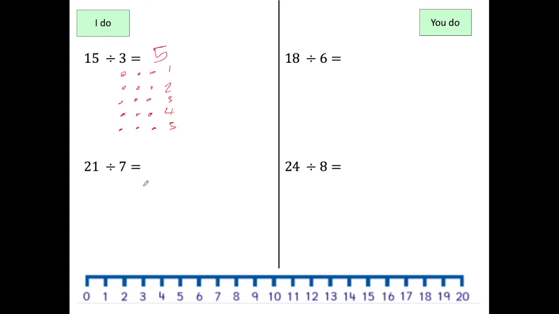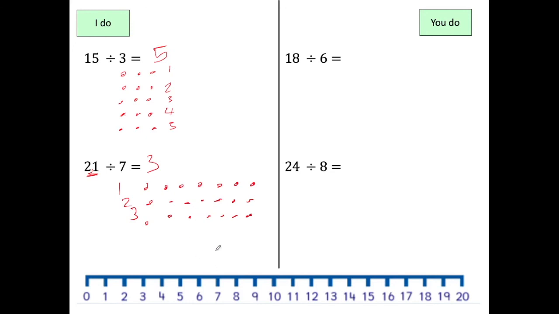For the bottom, 21 divided into groups of 7. So if we write 7, 1, 2, 3, 4, 5, 6, 7. 8, 9, 10, 11, 12, 13, 14, 15, 16, 17, 18, 19, 20, 21. We've got to the number 21. Let's see how many groups we have. We've got 1, 2, 3. So the answer is going to be 3.